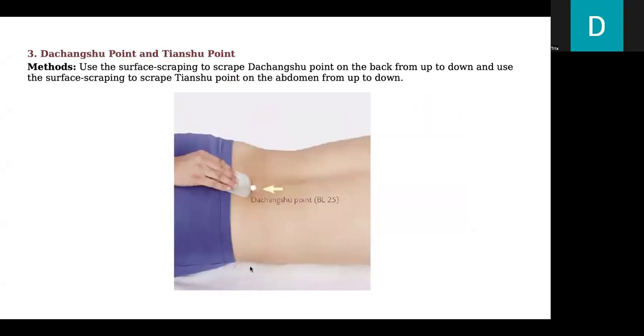Next, the Dachangshu point and Tianshu point. Use the surface scraping to scrape the Dachangshu point on the back from up to down, and use the surface scraping to scrape Tianshu point on the abdomen from up to down.